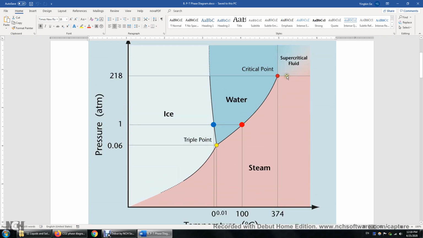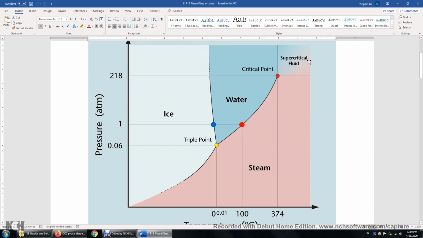All right, finally, let's look at this data point. This is the so-called critical point. If the pressure is higher than the critical pressure, 218 ATM, and temperature is higher than the critical temperature, 374 degrees Celsius. This is a very high temperature. This is roughly 650 Kelvin. So if the temperature is higher in this region, the pressure is higher in this region, we have the supercritical fluid of water.